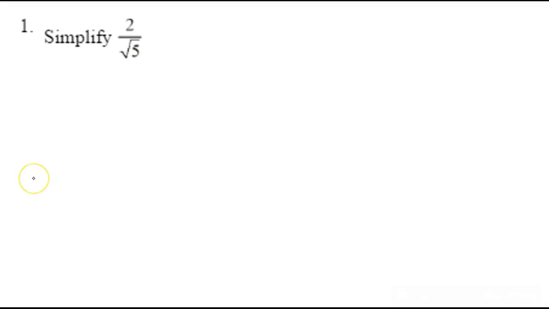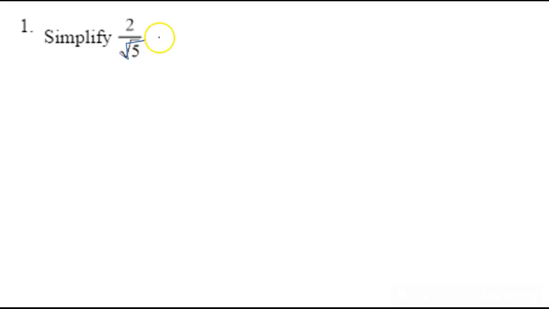So the first one is we're going to simplify 2 divided by the square root of 5. It looks pretty simple if we're thinking about simplification, being that it's not a lot of numbers or a lot of operations going on. However, we do not want any roots, like square roots, cube roots, any radicals on the denominator. So that's what we have to simplify.